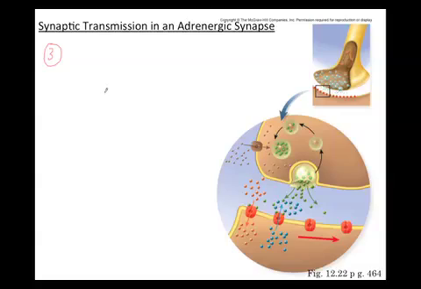And the third way that these neurotransmitters can be dealt with and synaptic transmission stopped is through diffusion. What happens there is that the neurotransmitters diffuse into the extracellular fluid. And this happens in the central nervous system. It's there that astrocytes then absorb these neurotransmitters, and then they give them back to the neurons.